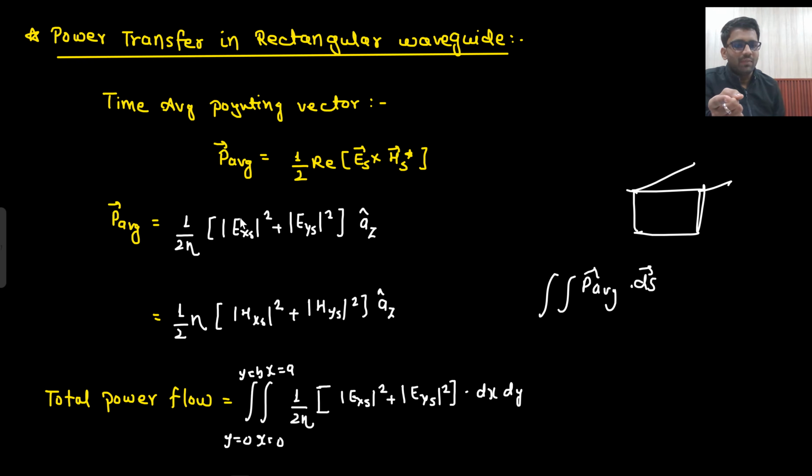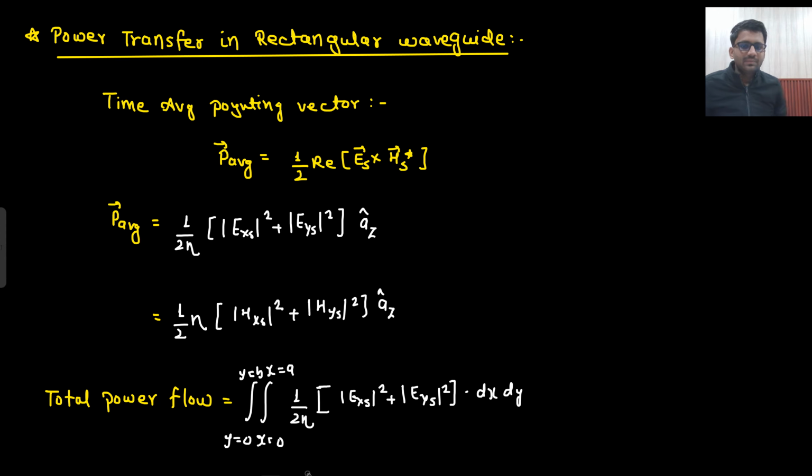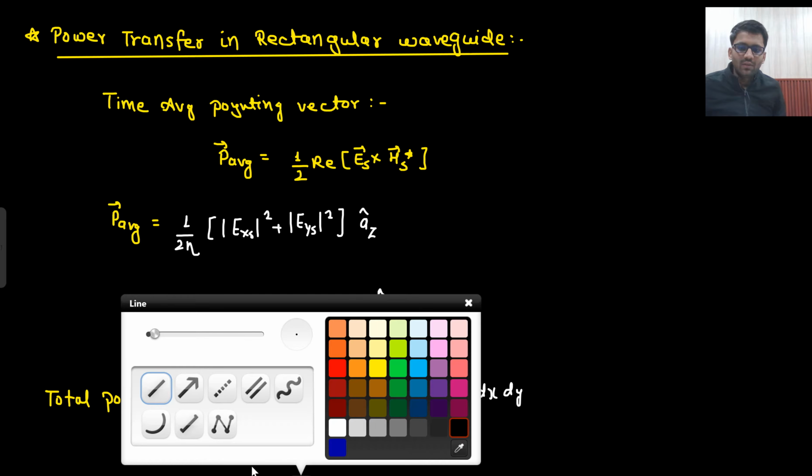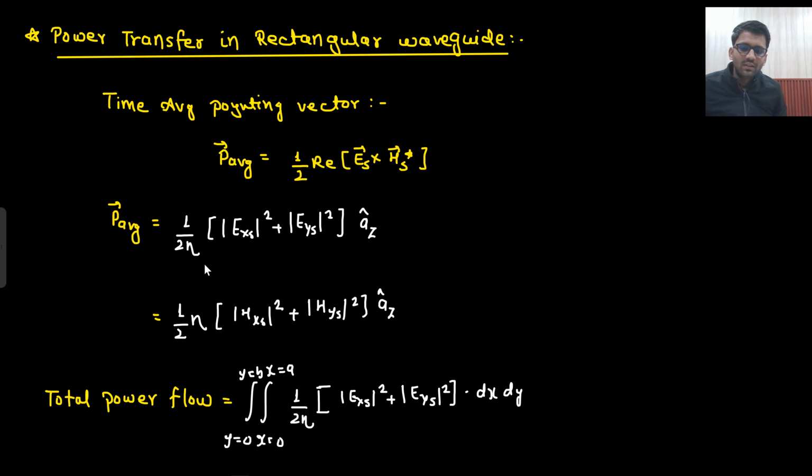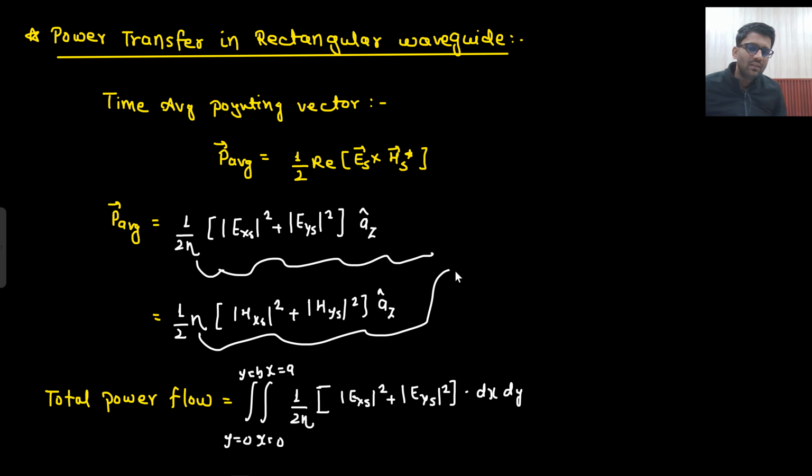You can find out their magnitude, take the square, do the summation divided by 1 by 2 eta. Now let me discuss this eta, that I forgot to tell. What about this eta? Depending on the modes, this eta could be eta TE or eta TM. So this thing you will take care of.